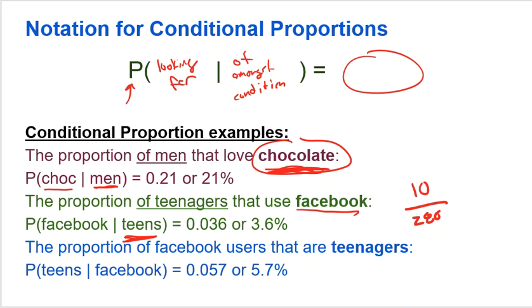Now check this out. Now I'm going to switch it around. How cool is this? The proportion of Facebook users that are teenagers. So notice now the "of Facebook users," I'm only looking at, the condition is you got to love Facebook. So that goes in the back now. So see how the wording changes the order here. Super important. Now, this time I'm looking of those Facebook users, what proportion of teenagers? So I'm looking for the proportion of teens amongst the Facebook users.